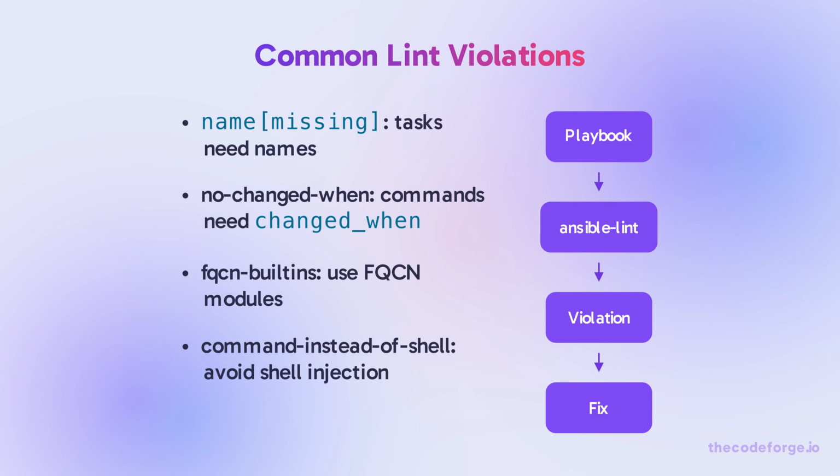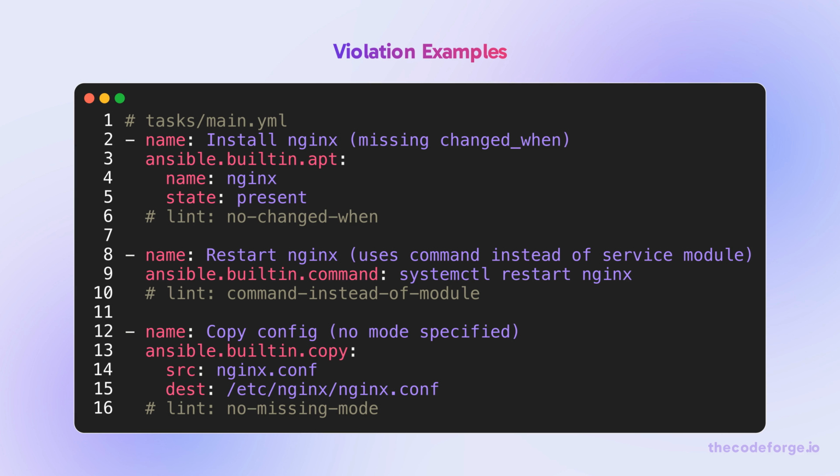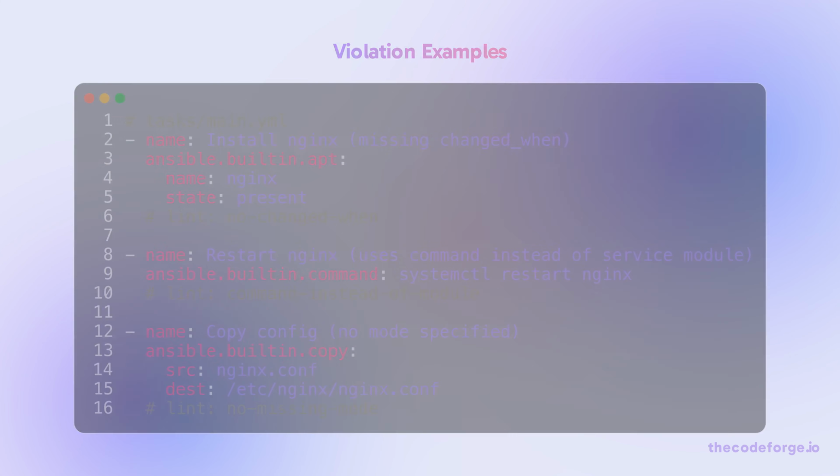Here are the most common Ansible Lint violations. Missing task names make playbooks unreadable. Missing changed_when breaks idempotency. Not using FQCN can lead to module shadowing. Using shell instead of command introduces injection risks. These tasks show common violations. The apt task lacks changed_when, the restart uses command instead of service, and the copy doesn't specify a mode. Ansible Lint would flag all of these with the production profile.